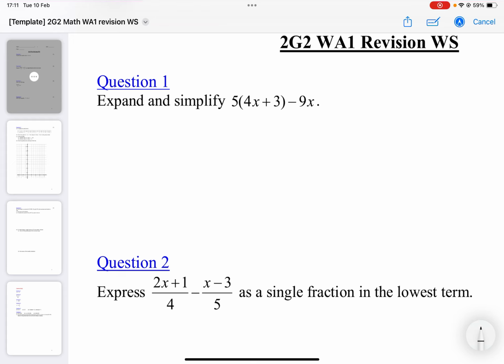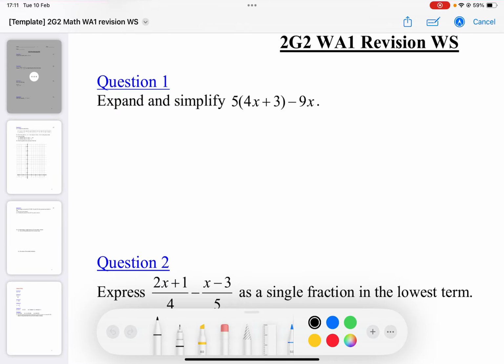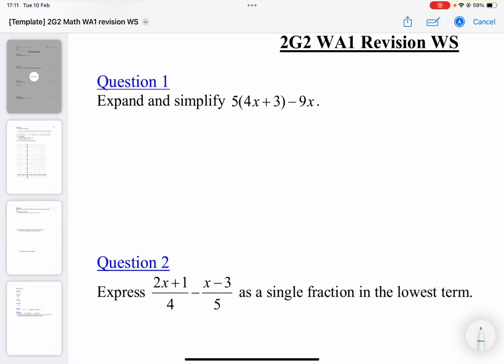Then when we look at question 1, expand and simplify, we must first know what this thing is talking about. Okay, so when I see this line, I must be thinking this is actually 5 multiply this bracket, inside got 4x plus 3, two terms inside. Then after I multiply already, then I minus a 9x. Even in primary school you learn multiplication comes first. So I have to first multiply the 5 with the bracket before I can minus my 9x.